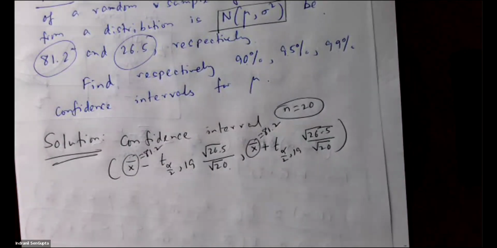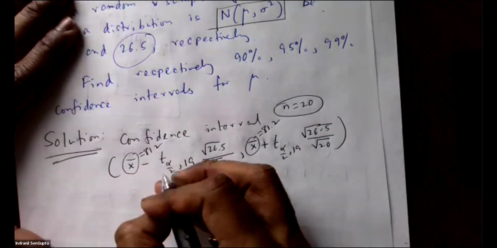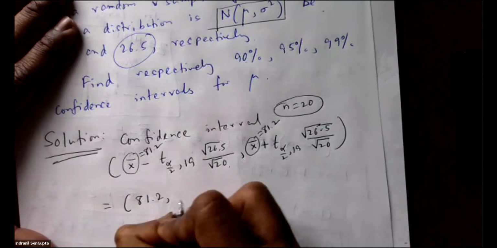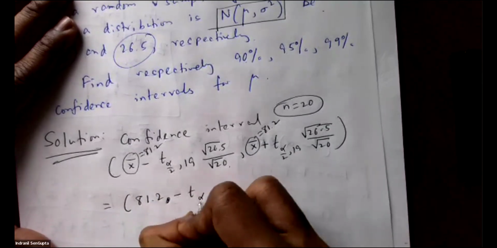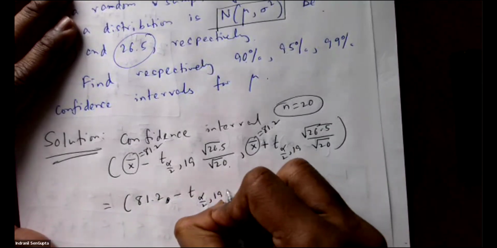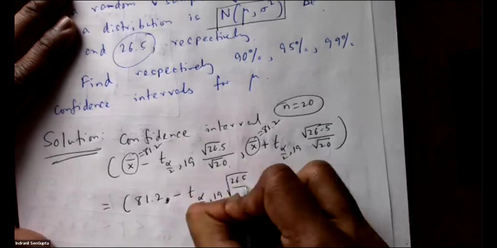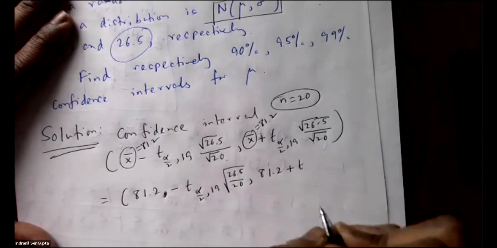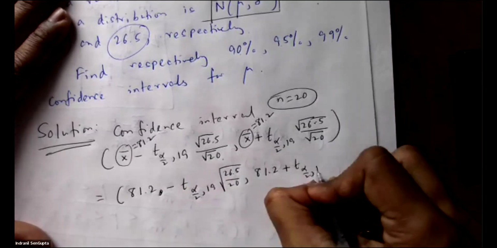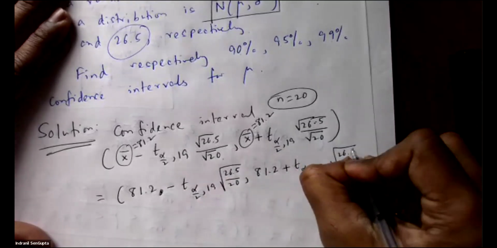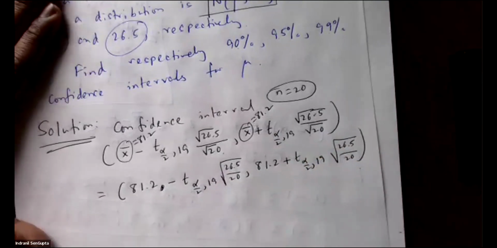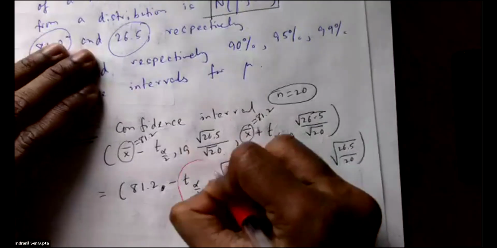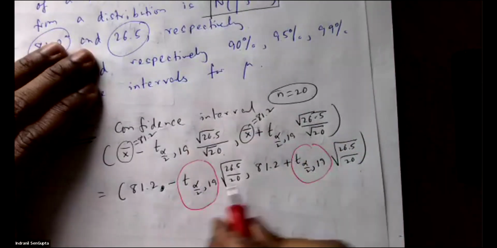So all it boils down to is finding this alpha over 2. Let me write it again: 81.2 minus t of alpha over 2, 19, square root of 26.5 over 20, to 81.2 plus t of alpha over 2 comma 19 square root of 26.5 over 20. That is the interval we are talking about. I have to find this, but before doing that, I have to fix this alpha.